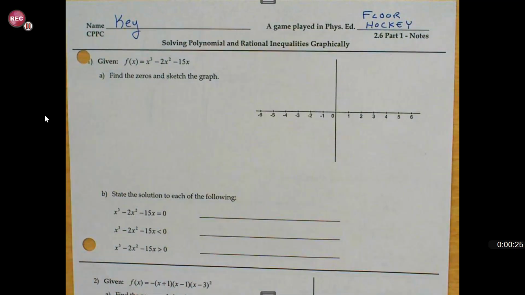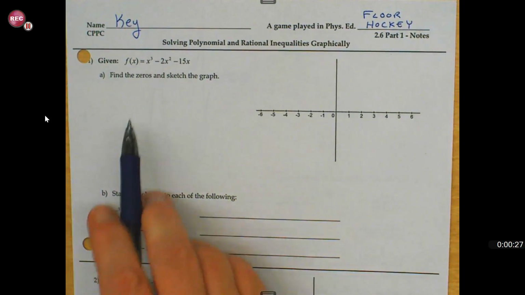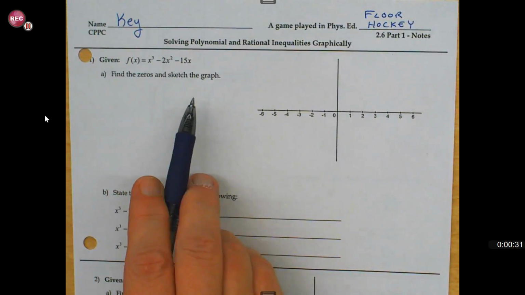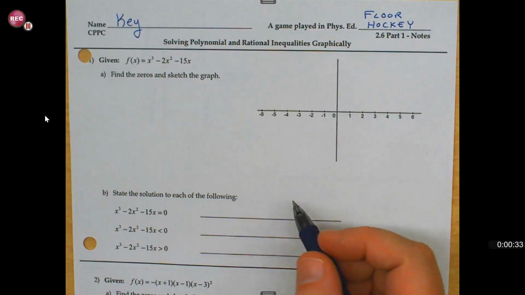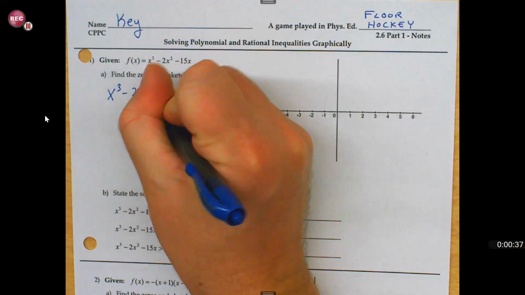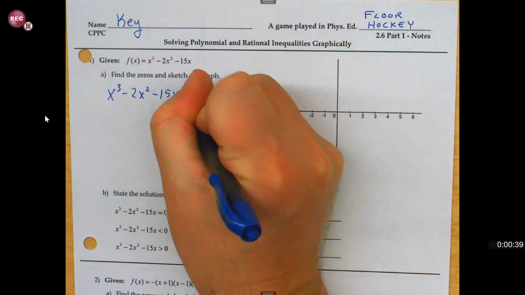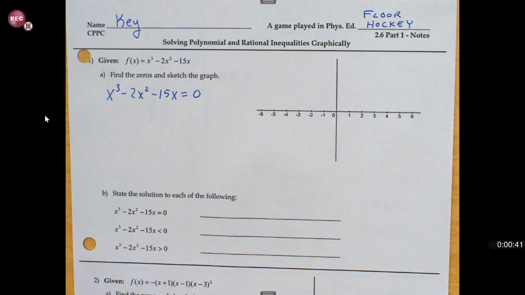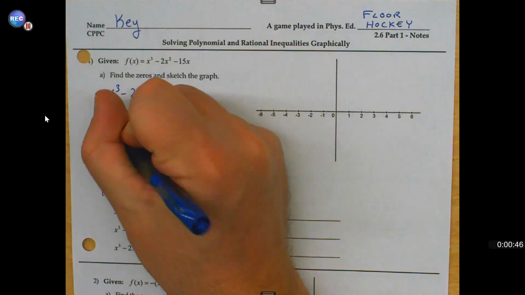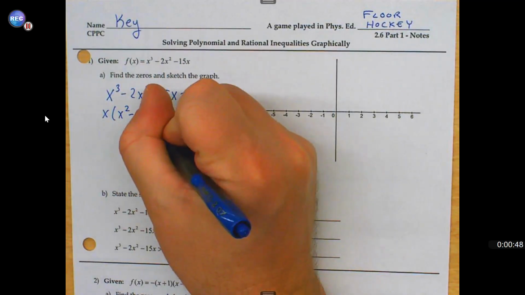So let's get started. Here is a polynomial function. We're going to find the zeros and sketch the graph. We did this in the past. We're just going to set that function equal to 0, and try to solve by factoring. So the GCF would just be x. Take that out.